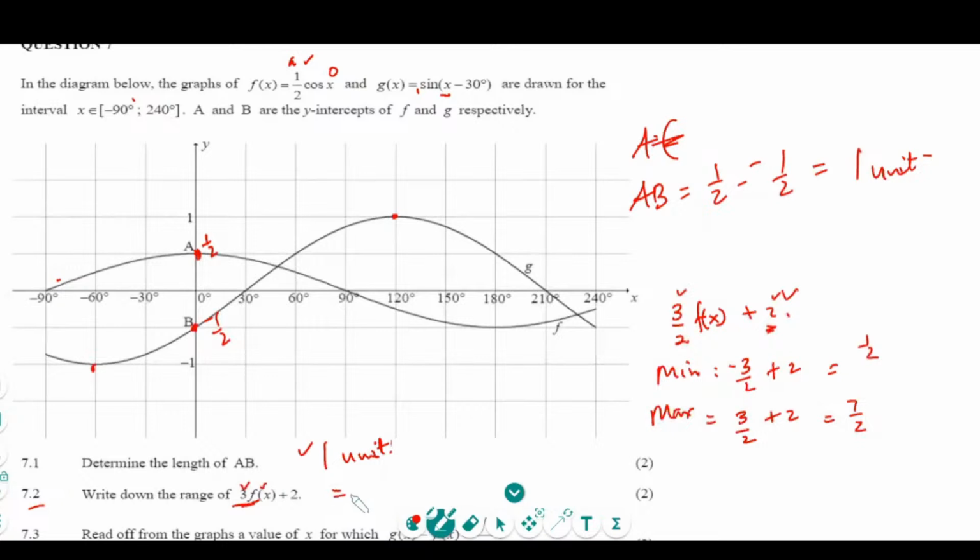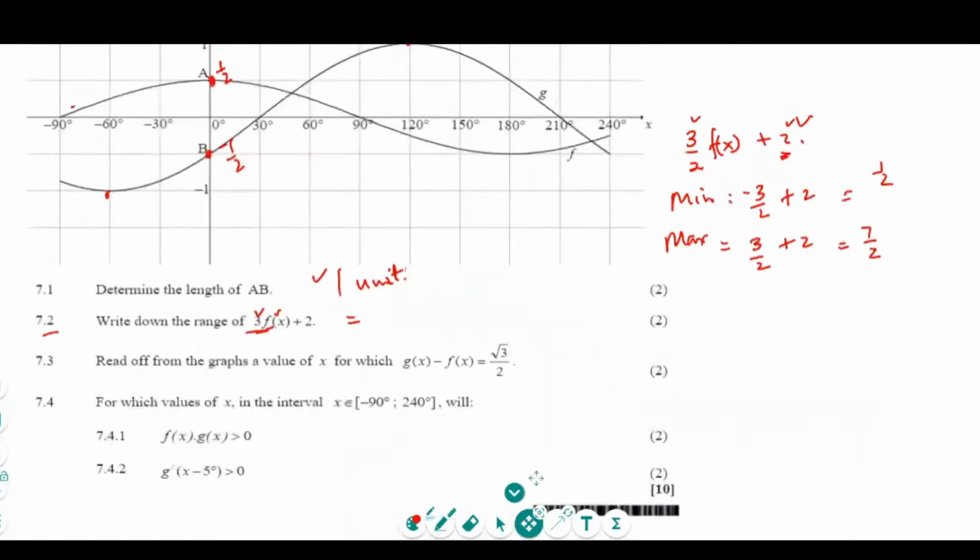So for me to get the range, remember range is just the y values. So I can express that in the form of my smallest is, say that's a half. So it's going to be a half is less or equal to y, less or equal to 7 over 2.